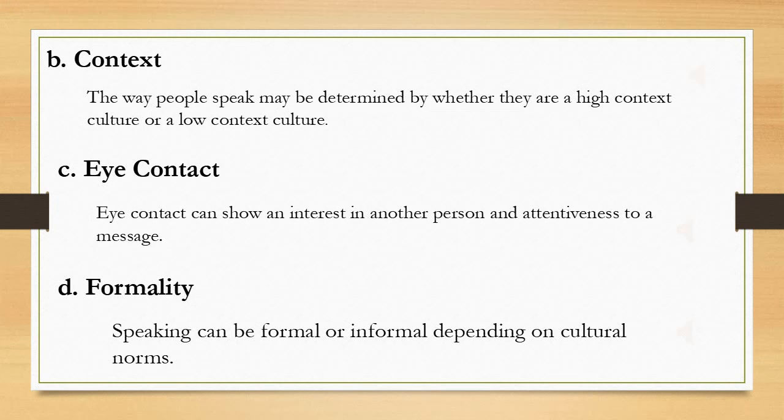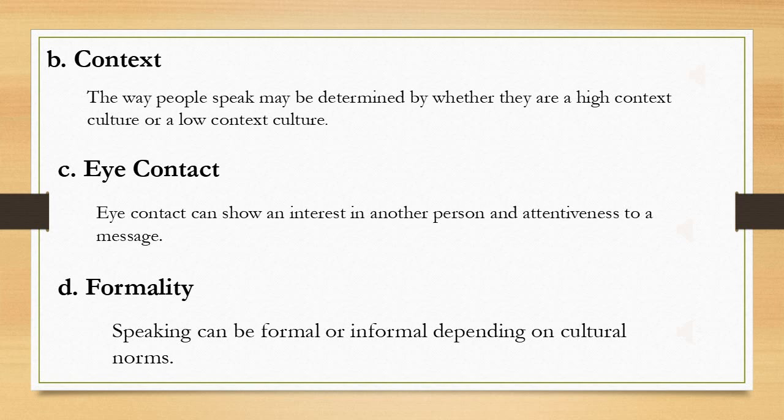Context. The way people speak may be determined by whether they are a high-context culture or a low-context culture. In high-context cultures, people explain everything that they're talking about and assume that others don't have any information on a certain topic. Eye contact. Eye contact can show an interest in another person and attentiveness to a message. In some cultures, making a lot of eye contact conveys honesty, while avoiding eye contact is seen as shifty and dishonest. Formality. Speaking can be formal or informal depending on cultural norms.